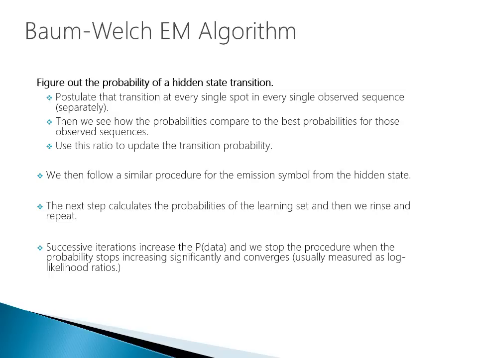Successive iterations increase the probability of the data, and we stop the procedure when the probability stops increasing significantly and converges. Okay, and it's usually measured as a log likelihood ratio.